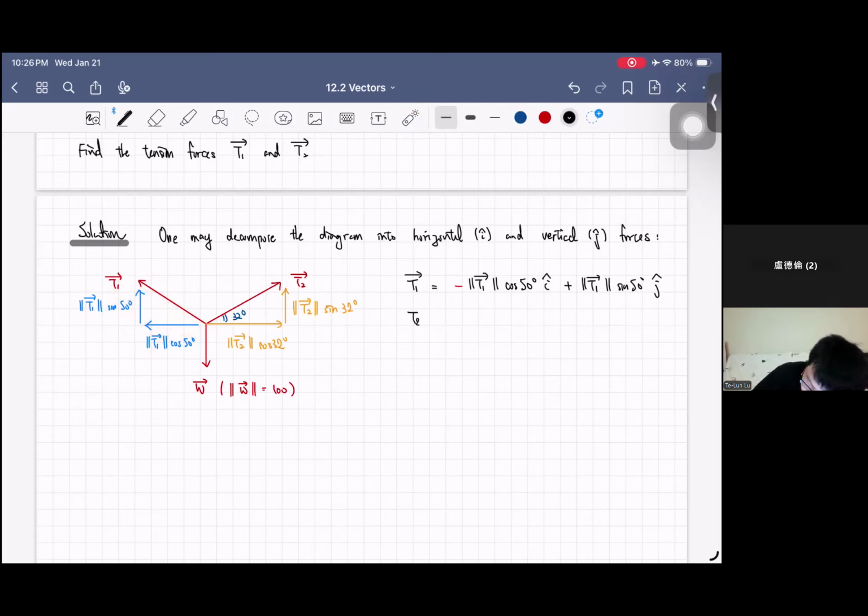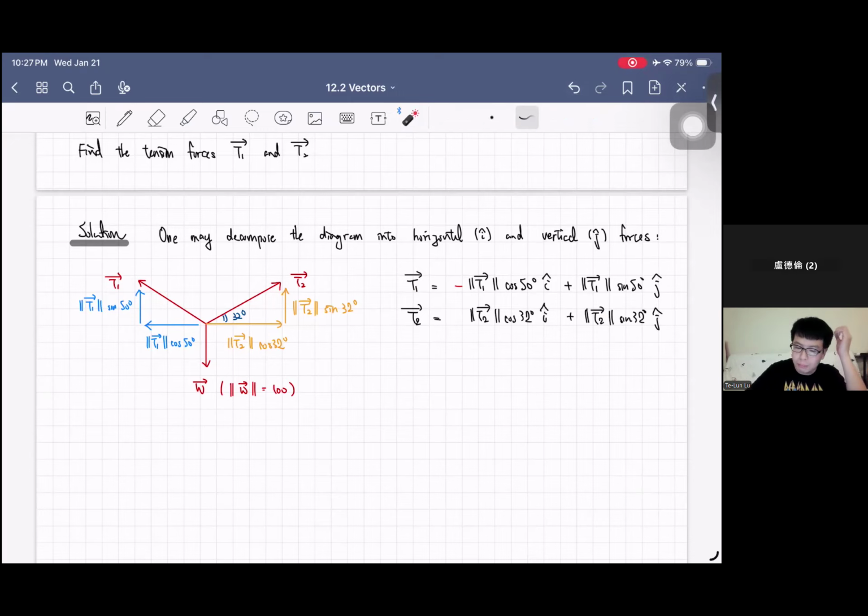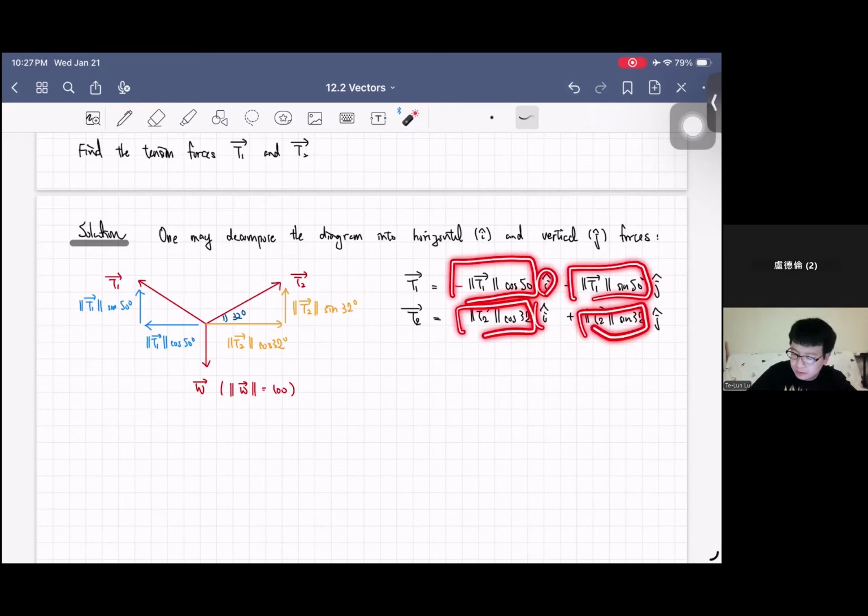Similarly, we have T2. Now you have positive because you're going rightward. T2 cosine 32 i plus T2 sine 32 j. I'm not sure of your familiarity with a bunch of notation coming in and out, but let me explain this term by term. So these are numbers, okay? These are actual numbers, and these are vectors.